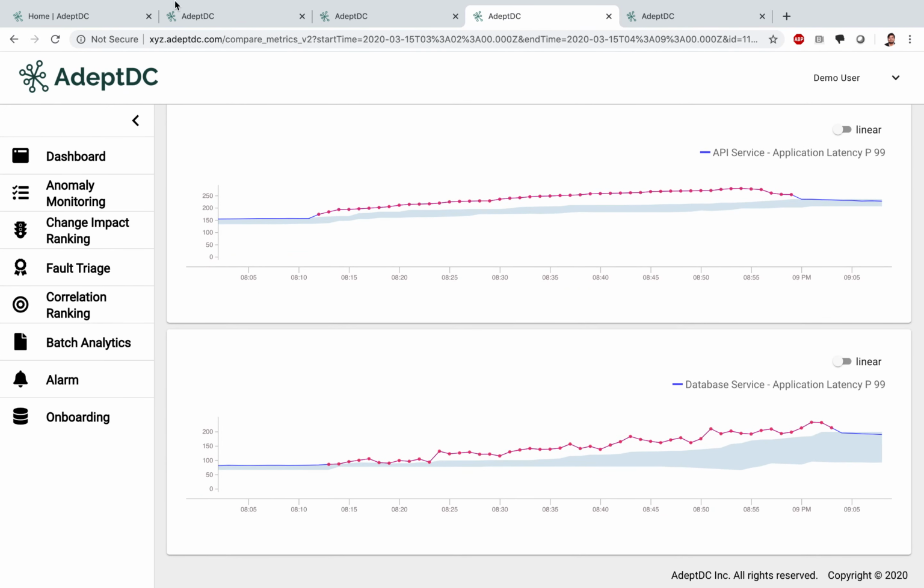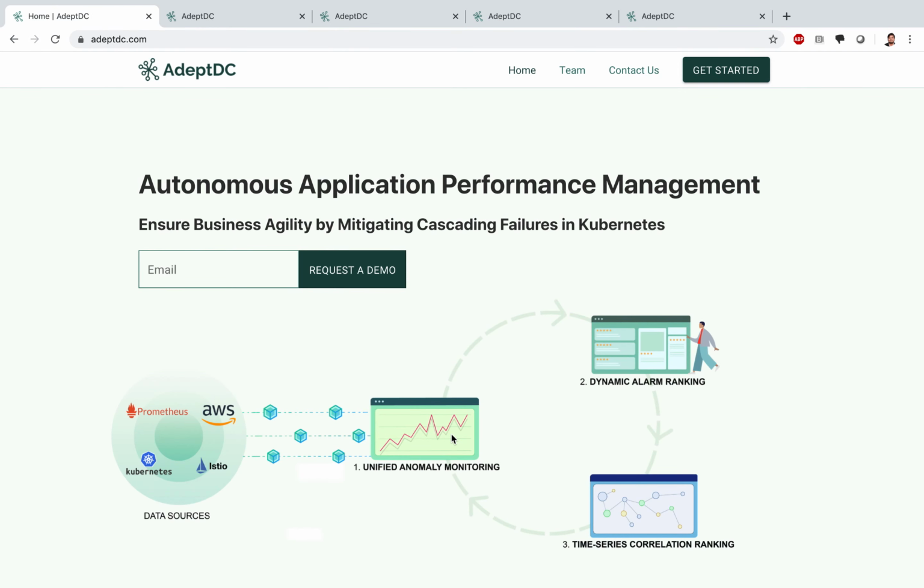That's how we bring much needed efficiency into application performance management.